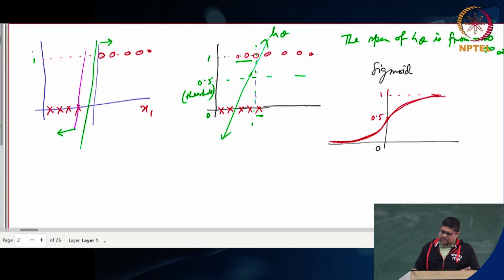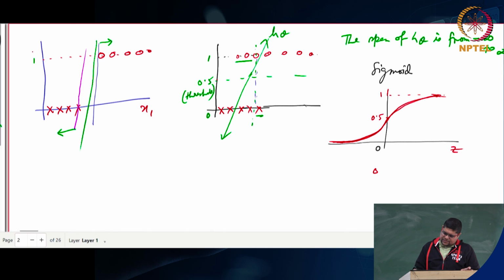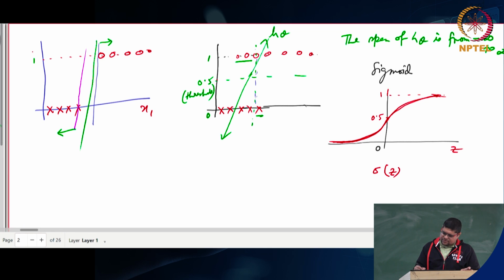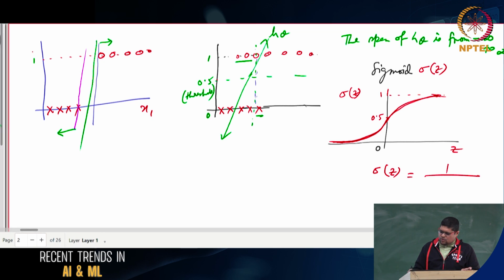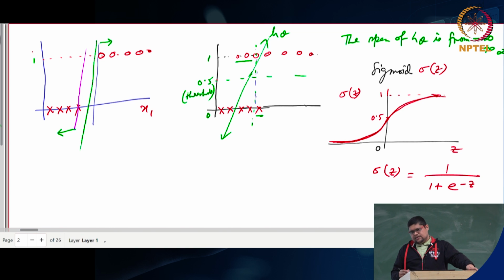What will be the formula? If I consider this Z, this y axis is your sigma Z, the sigmoid function. I am denoting it sigma Z. So it will be 1 by 1 plus e to the power minus Z. If you plot this, you will get this red color curve. So this is giving us some non-linearity.